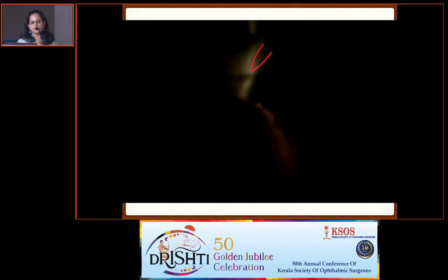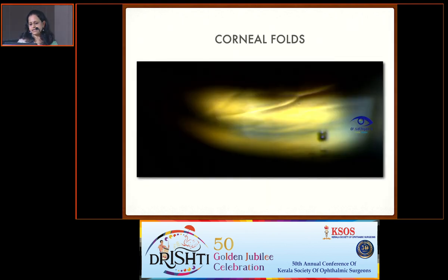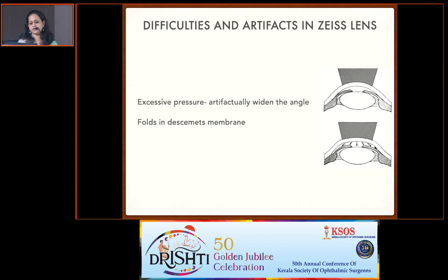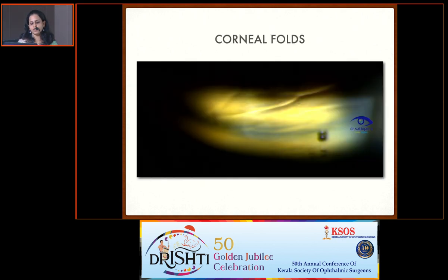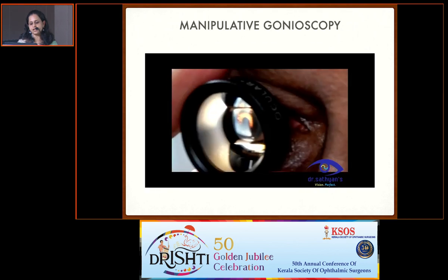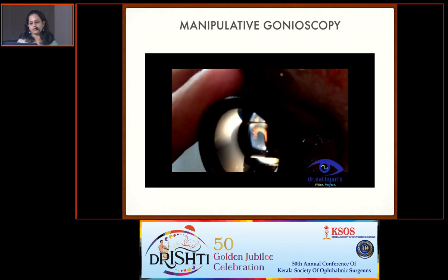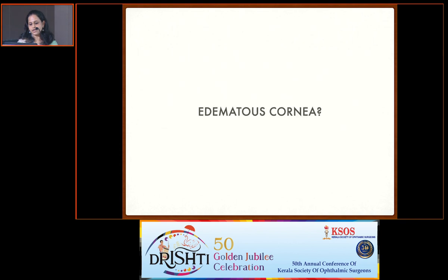So never confuse a pigmented Schwalbe's line with a trabecular meshwork, and always examine the inferior angle first, which will be seen very clearly, and only then go to the next angles. Then if you put excessive pressure on the gonioscope, you can have corneal folds. So it's always important to keep the optimum pressure. And manipulative gonioscopy, already Dr. Ramanan has shown you. And in case of edematous cornea, you can use anhydrous glycerol drops to see the angles.